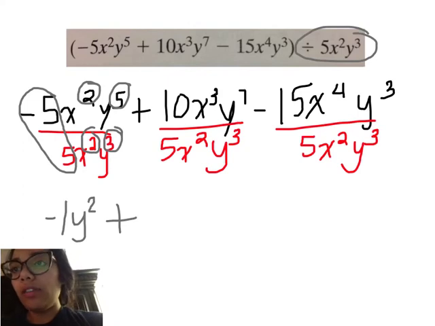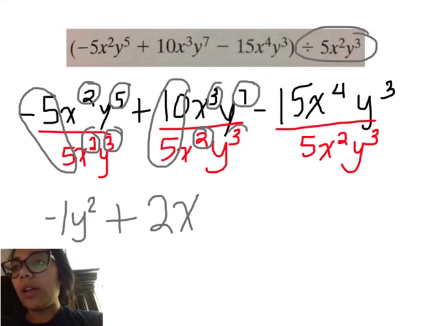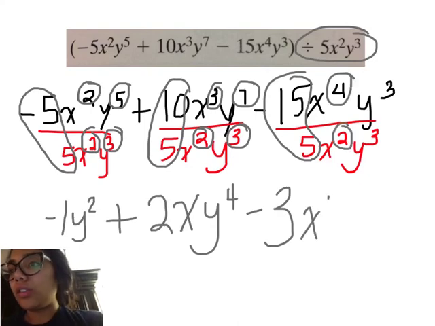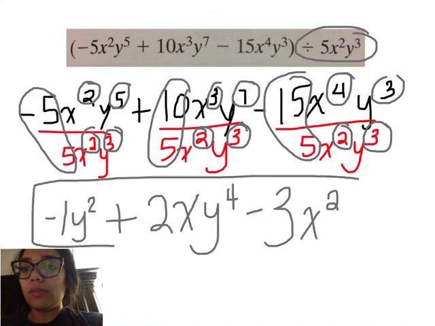Plus 10 divided by 5 is 2. X cubed minus x squared is x. Y to the 7th minus y to the 3rd is y to the 4th, because 7 minus 3 is 4. And then minus 15 divided by 5 is 3. 4 minus 2 is 2, so x squared. And then y cubed over y cubed: 3 minus 3 is 0, so it goes away. So this is my answer.